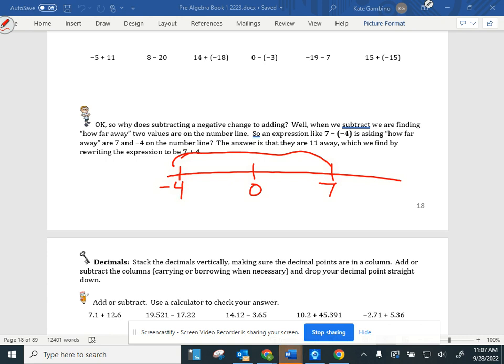That's why we can do minus a negative is adding the positive, because we're counting how far from 0 here and how far from 0 here. Okay, it only works with subtracting that negative. You can change it to adding the positive, because we're looking at our distance between our two numbers.